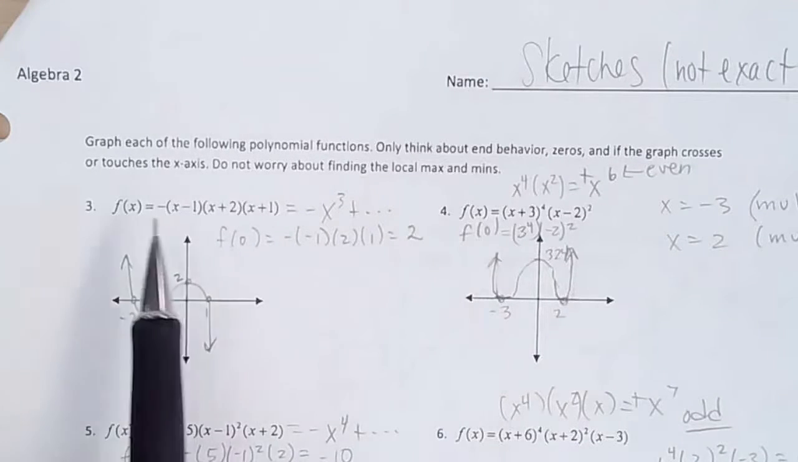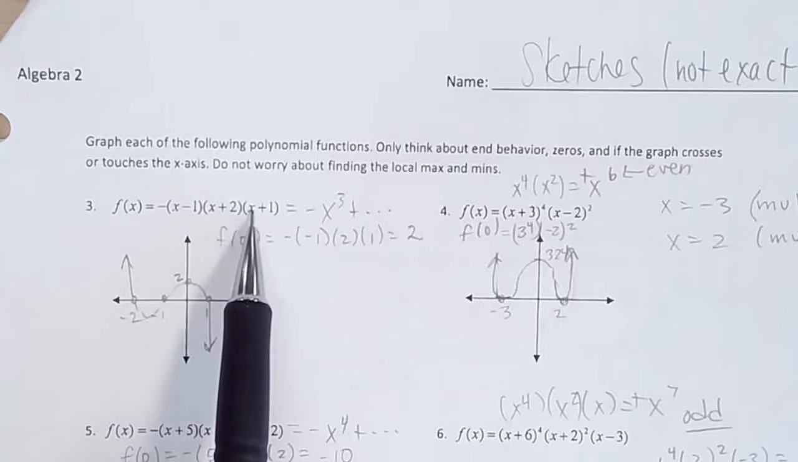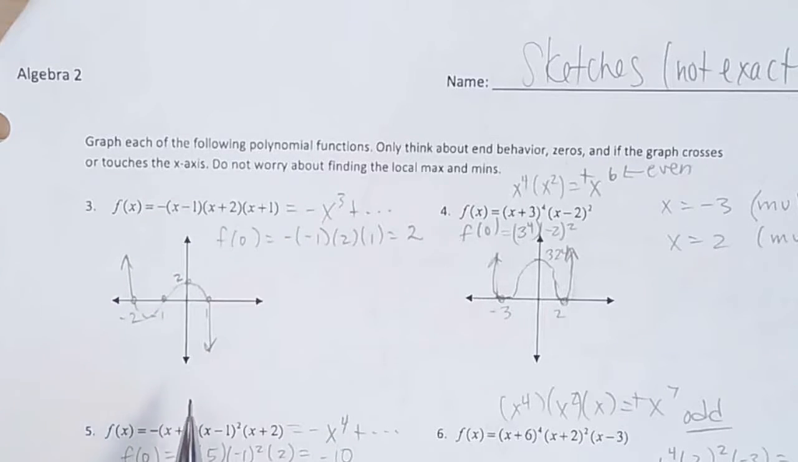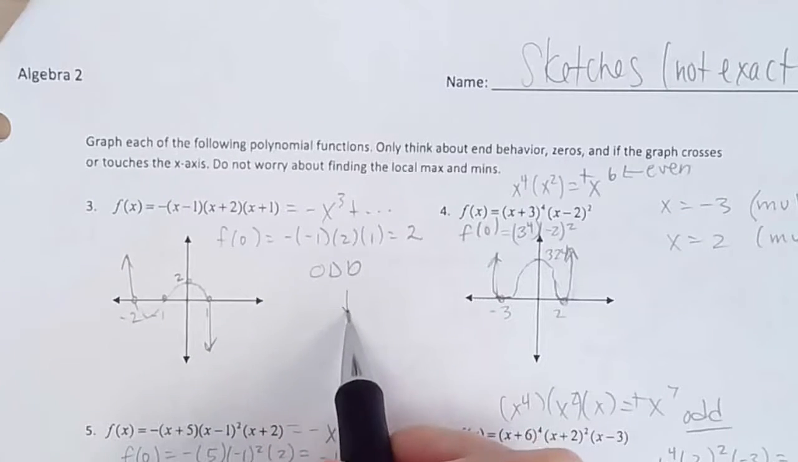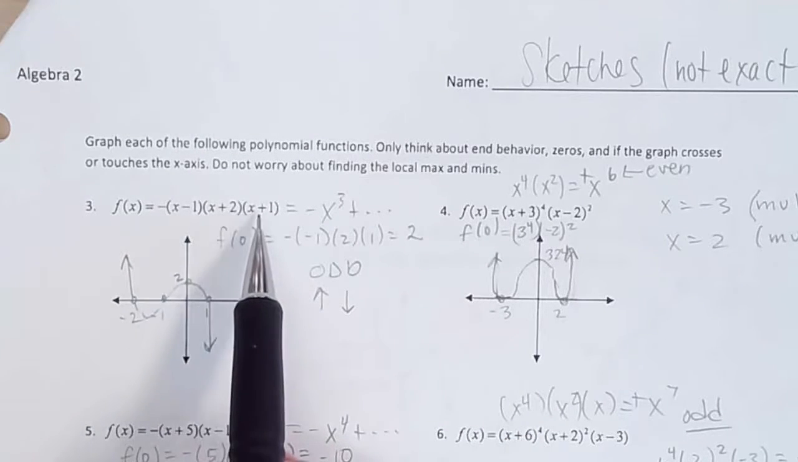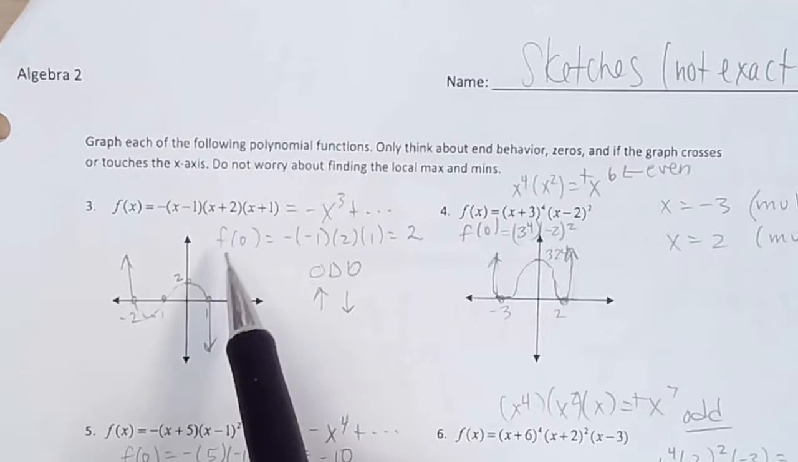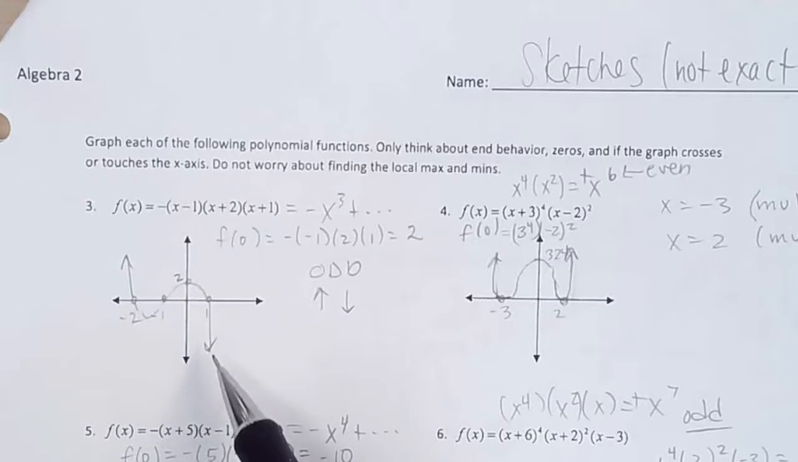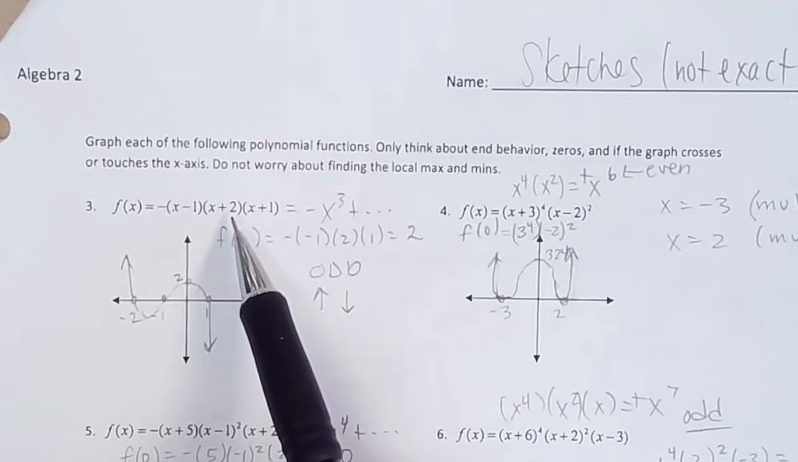Number 3, it's a negative x cubed equation. That means it's an odd degree, and it's down on the right, up on the left. Your intercepts are 1, -2, and -1. Plot them. Again, you have a multiplicity of 1 at each intercept, so you're crossing the axis. So down, up, cross, cross, and your y-intercept was negative times negative is positive, times 2 times 1 is positive 2.